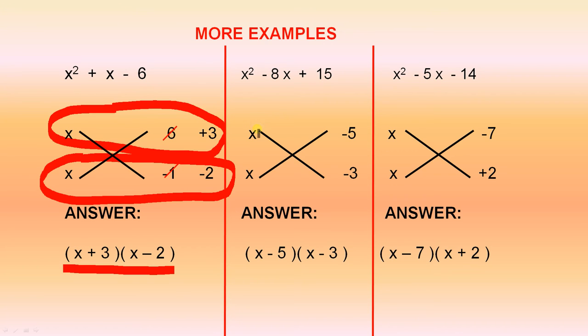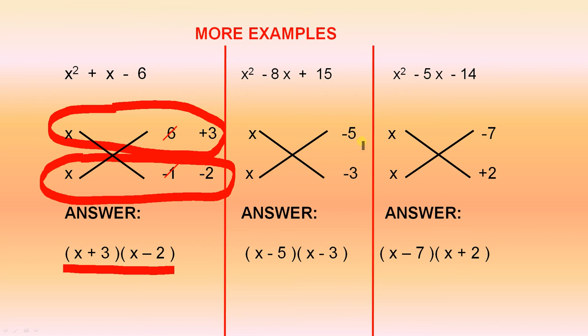The next example, x and x multiplied together give you x squared. Minus 5 times minus 3 will multiply together to give you plus 15. Let's see if we can generate the middle term. Minus 5x minus 3x gives you minus 8x. So we've generated the middle term. So minus 5 and minus 3 are suitable.